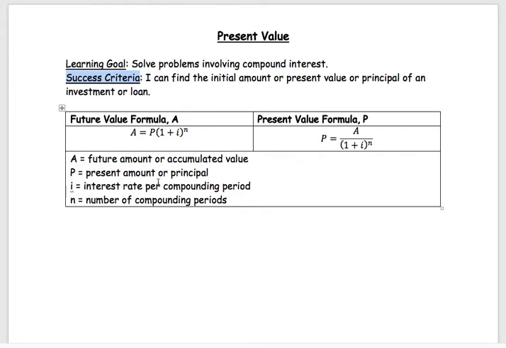So today's lesson will be on how to calculate the present amount, or principal. So, they like to call this, like I add these here, future value, and then present amount or principal or present value. These are all the same here, okay?